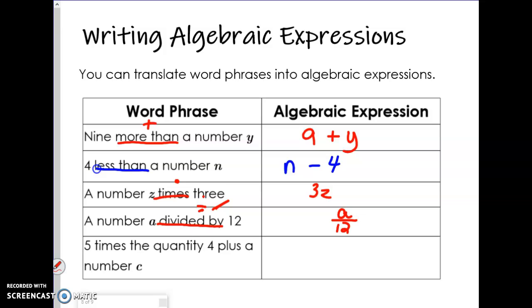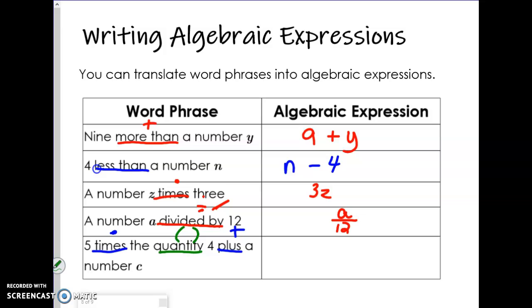This last one's a little bit more complicated. 5 times the quantity 4 plus a number c. Okay, give me one word that gives me an operation. Go ahead, Brady. Plus. So what does that tell me to do? Add, absolutely. There's another word in here. Yeah. Times. That tells me to multiply. And then there's one other word here, if you're following along yesterday, that actually tells me some sort of math thing. Quantity. What does that tell me? Yeah. What do I have to do to the 4 and c? That's right. This quantity tells me I've got to put parentheses around things.